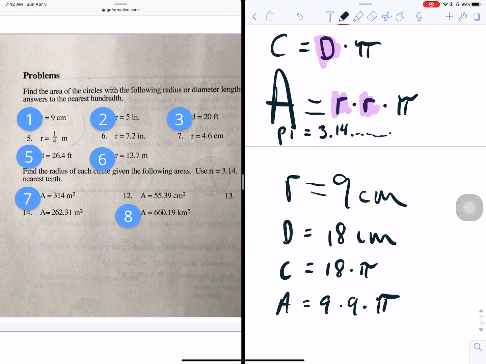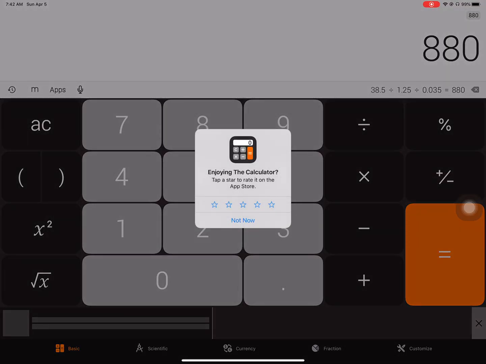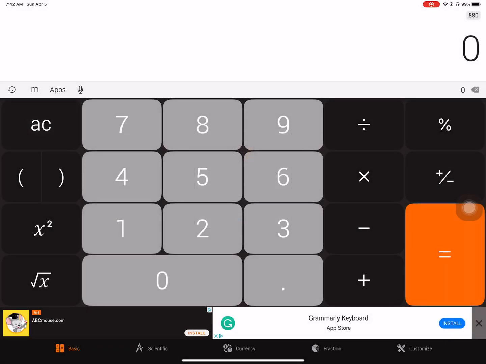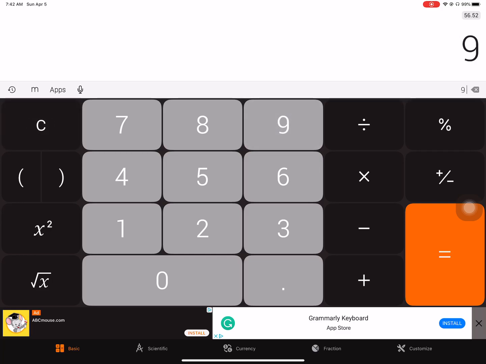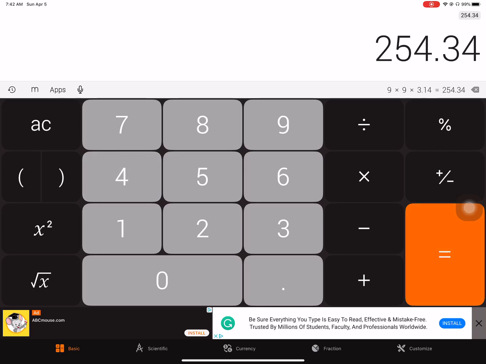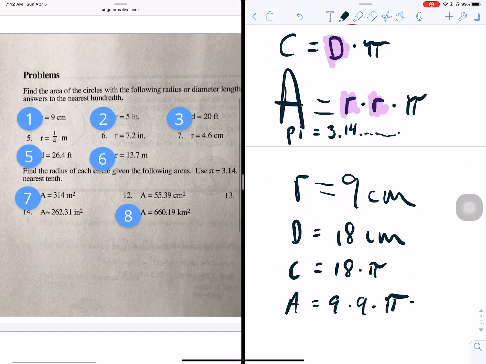You're going to get a decimal or something. I might have a calculator option right here. Let's see. Okay. 18 times 3.14. So my circumference is going to be that. And then 9 times 9 times 3.14. My area is going to be that. So 254.34. And I would write that for my answer, 254.34. The area is going to be units squared.